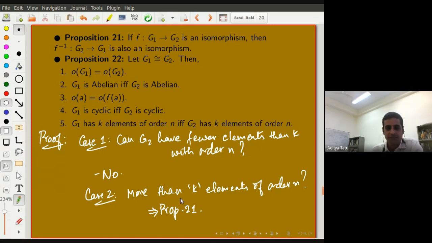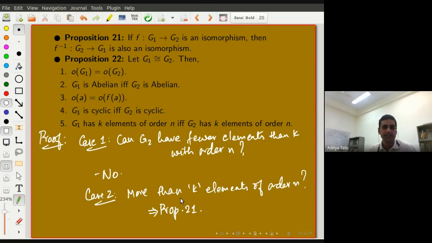Is this clear? I'm not writing the proof, but sort of assuming that you can see the proof. Okay, so try writing the proof yourselves. Any doubts with this?